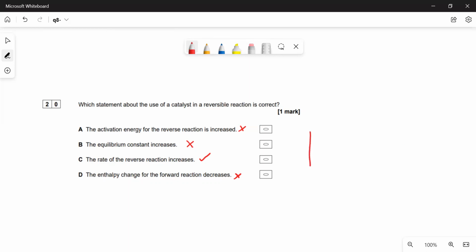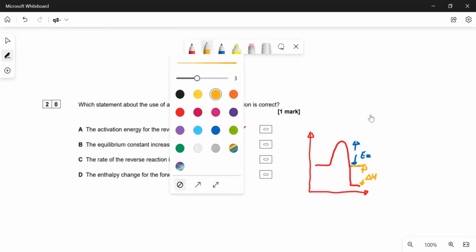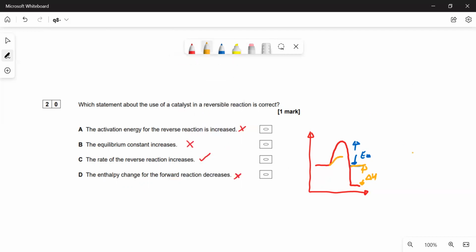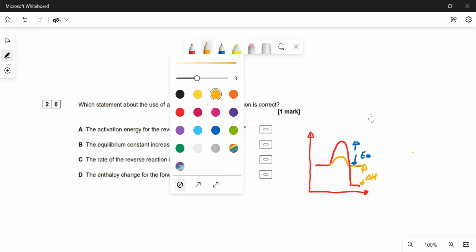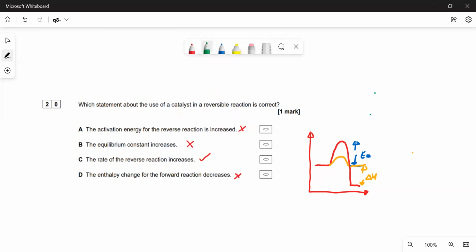If you remember your classic energy diagram from GCSE, where you have your reactants and the products like that, and this would be the activation energy. Of course, this would be delta H for the reaction. And if you use a catalyst, what's going to happen is you will lower the activation energy, but delta H stays the same. So C is the correct answer there.